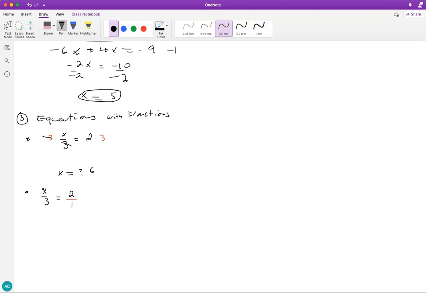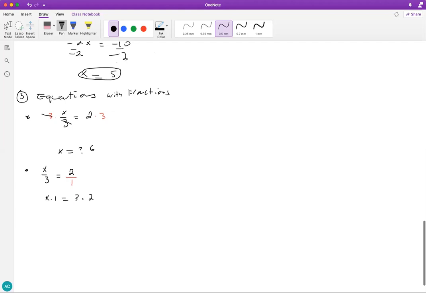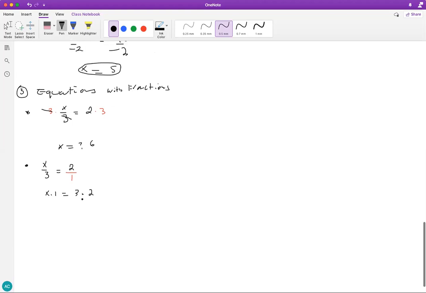So then we cross multiply. You multiply this way, x times 1, then 3 times 2. Notice that I'm using this dot for multiplication. It's not a decimal point, it's a dot, because I don't want to use the multiplication sign here. It looks like x, so it would look a little confusing. So this is a multiplication, not a decimal point.